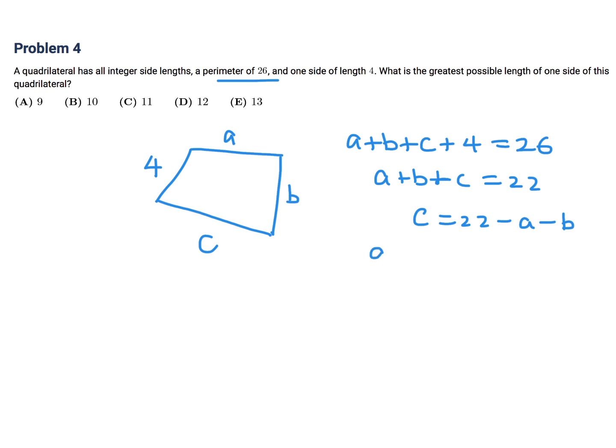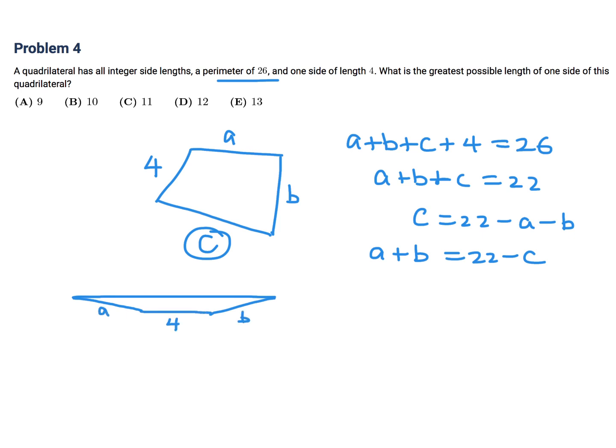Or I could write A plus B is equal to 22 minus C. I'm just trying to think what will help me here. Okay, let me see here. Let me concentrate on C. I'm trying to kind of explain this. Let's say this is 4, this is A, this is B, and C. If you look at this, C has to be less than A plus 4 plus B. That's the only way you can make a quadrilateral.